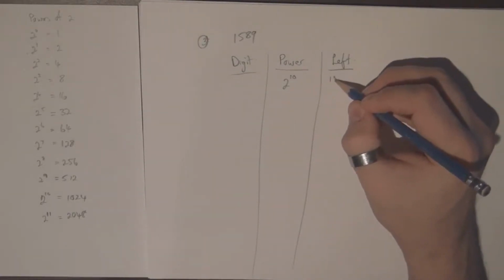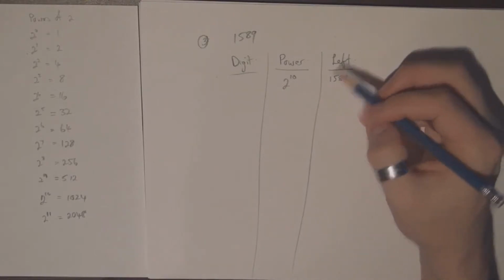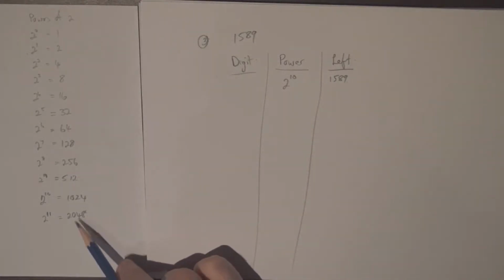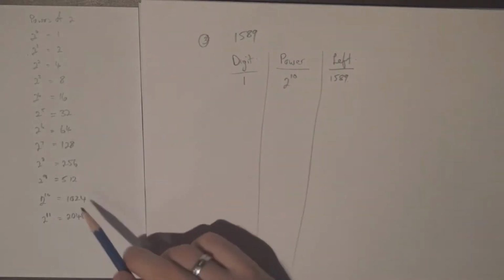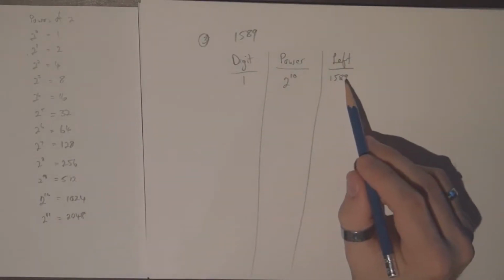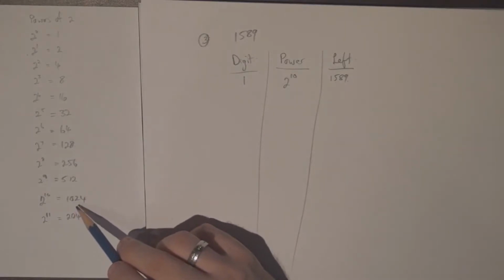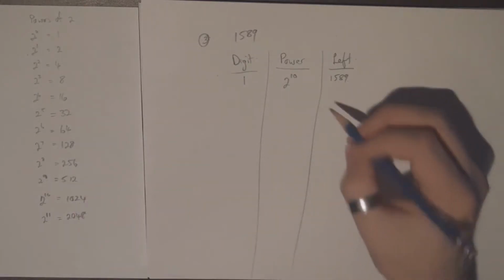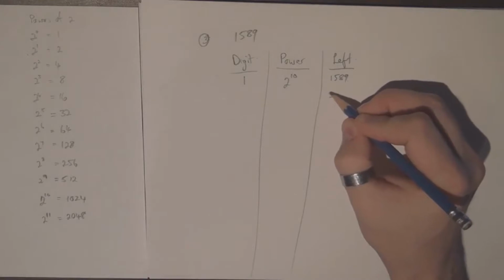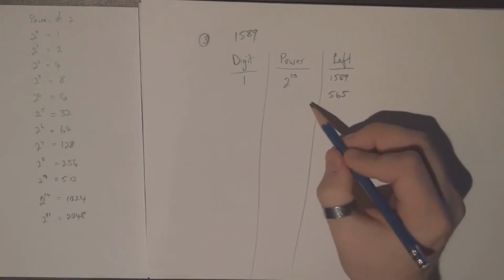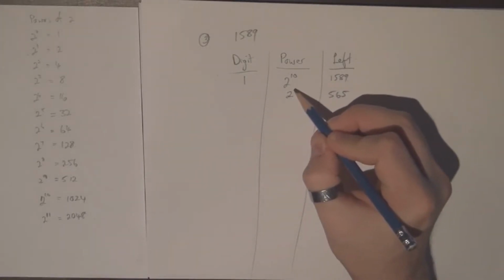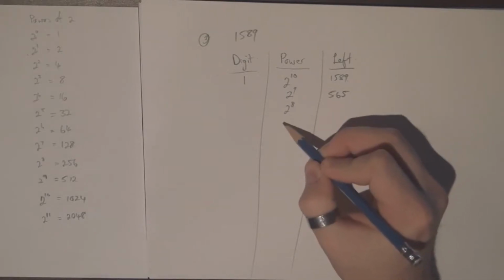So I have my 1589 left. Now 2 to the 10 is 1024. I can fit it in once. How many do I have left? Well, it's really 589 minus 24, which is 565. Try and squeeze them in here a little bit because we are going to go down all the way.